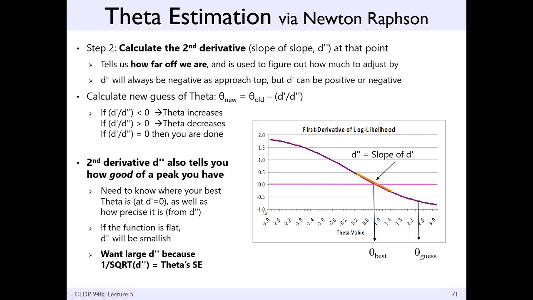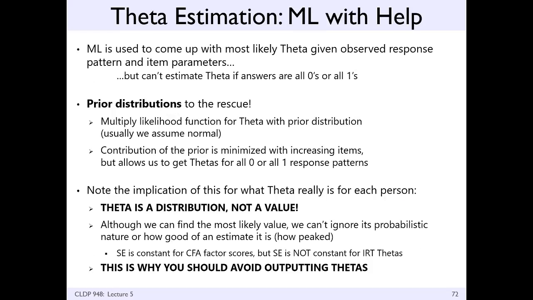But this is where information comes from. The second derivative of the function that describes this likelihood of each person's theta is related to the standard error. So 1 over the square root of that derivative is standard error. That's information. So that's where information comes from, is a result of this estimation process.